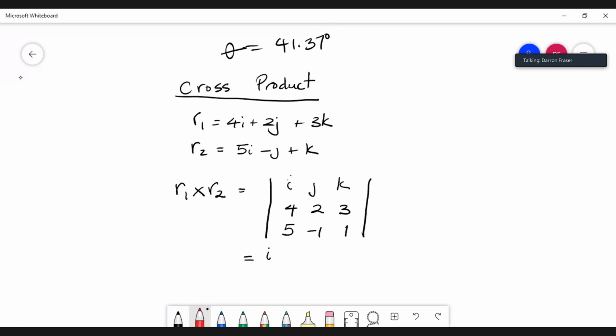Right, so we strike out the row and the column with the I, and then we find the determinant of the rest. When we strike out the row with I, that leaves 2, 3, negative 1, 1, and then it goes plus, minus, plus, whichever row we pick. We can pick any row or column to work across, but we are going across I, J, K. So it's plus, then it's minus J, and then we strike out the row and column that J is in. So that's 4, 3, 5, 1.